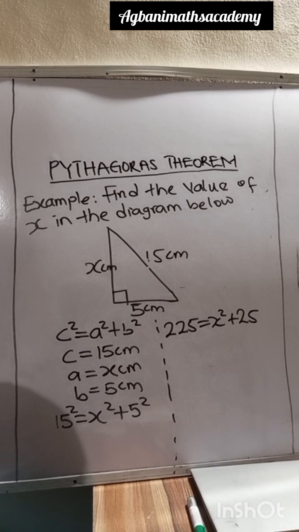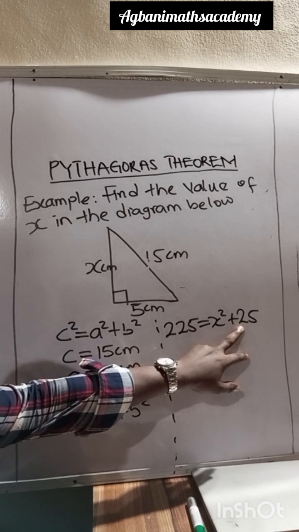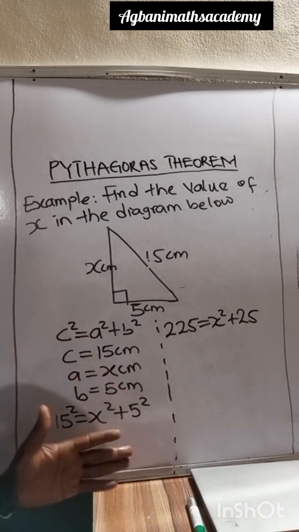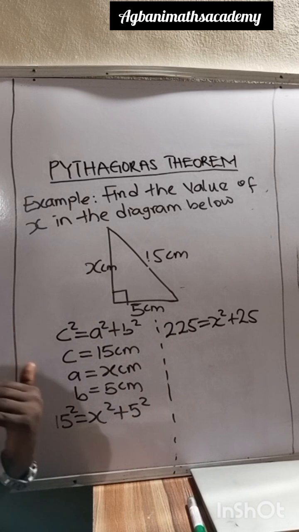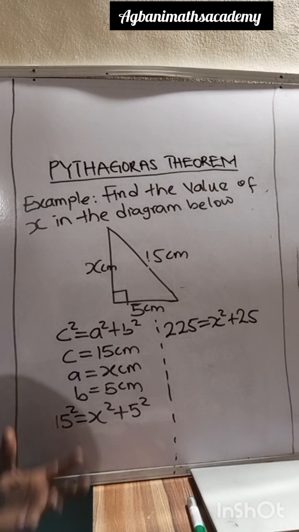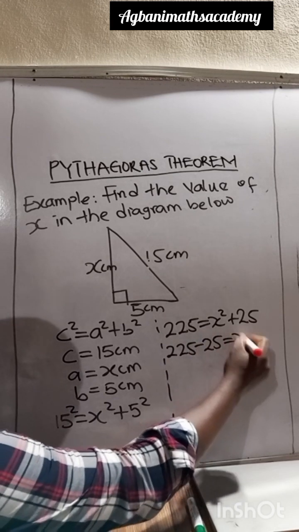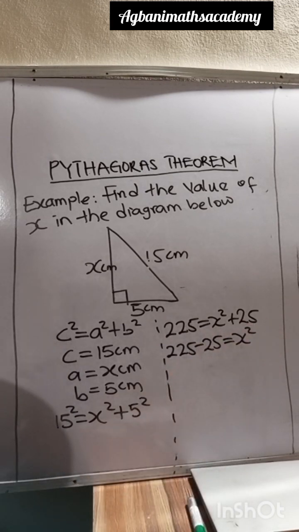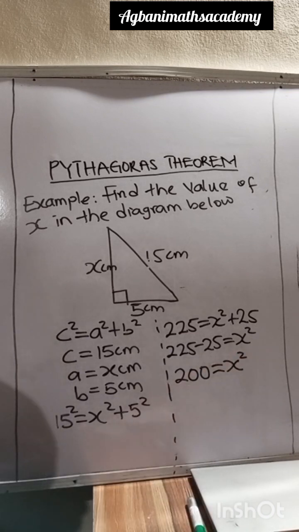The next thing we are going to do is, we have 25 on the right side, but we want to have x alone on one side of the equation. This means we are going to move plus 25 to the left side of the equation. And when plus 25 moves to the left, the plus sign is going to change to minus. So this is going to be 225 minus 25 is equal to x squared. So 225 minus 25 will give us 200. So we have 200 is equal to x squared.